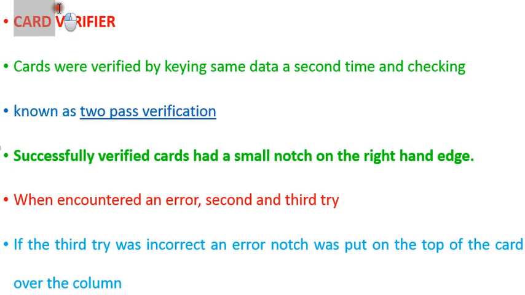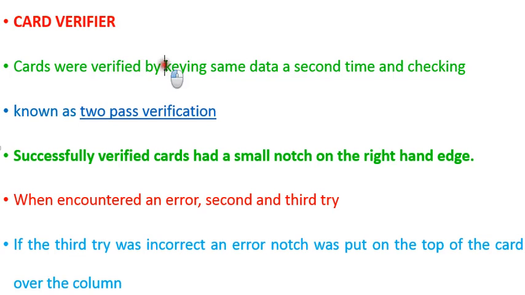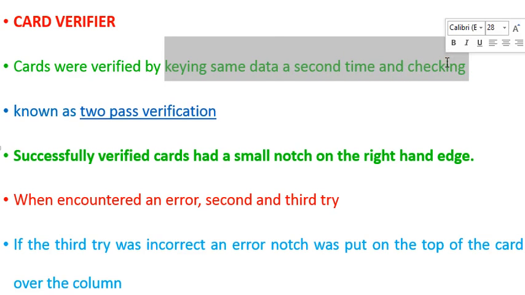Now, among the central preparation equipment, we have what we call a card verifier. This card verifier is also another machine that is used for verifying the cards that were punched to make sure that the data stored in it has no error. And how does it do that? It does that verification by keying the same data, punching the same holes for the second time to check if it tallies with the first one.